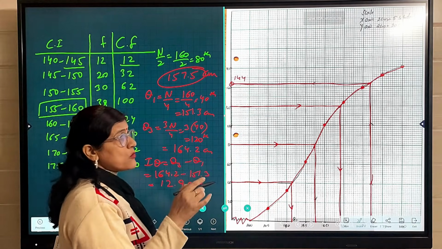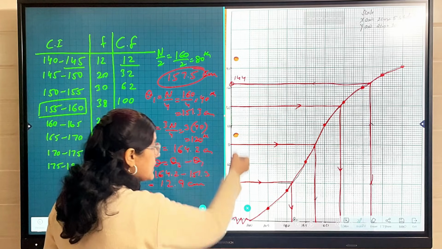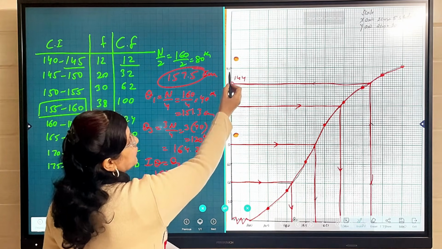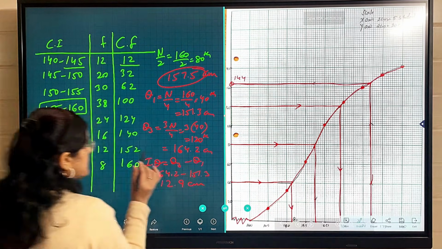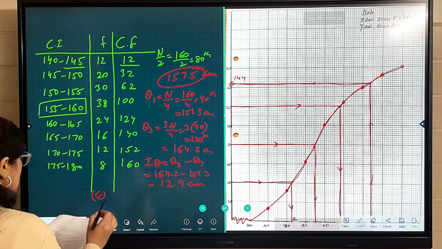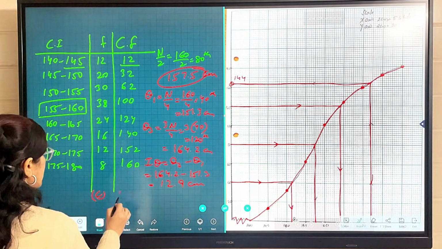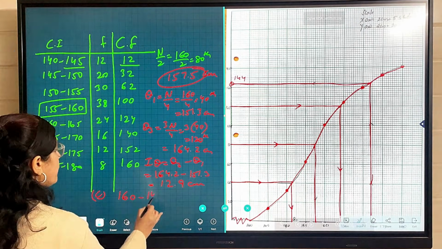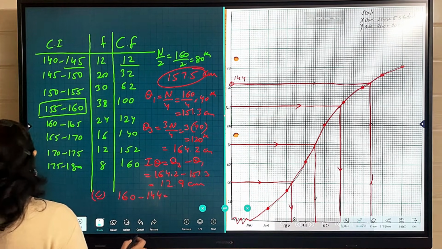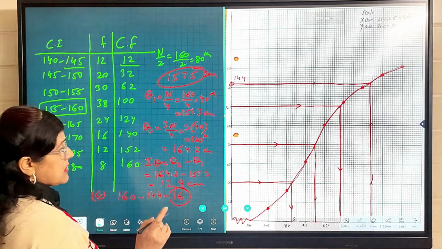But 144 students are not height above 172 centimeter. वो तो उससे नीचे वाले हैं, हमें ऊपर वाले लेना है. तो our maximum value in the graph is 160. So the answer for part C, which is our last part, for above 172 centimeter height students are 160 minus 144. It means your answer for this is 16 students. So it is a 5 marker question.